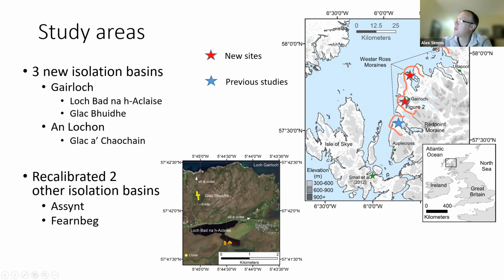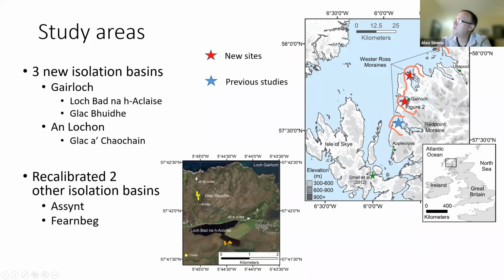The red stars are where we collected new sea level data from these isolation basins. And the blue are previous studies of my co-authors working up in this area of the Minch. And so the idea is then we can look at what the record of sea level rise, or sea level change, was doing as the Minch was retreating back into this basin.